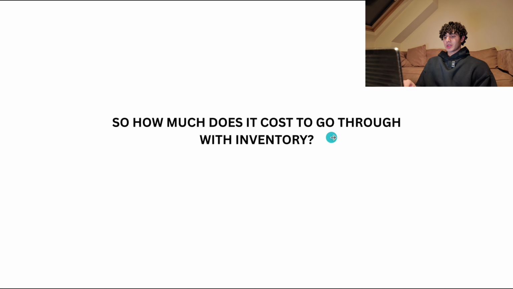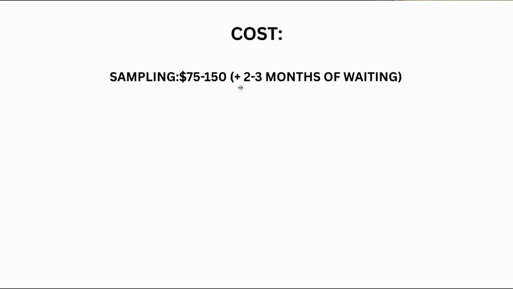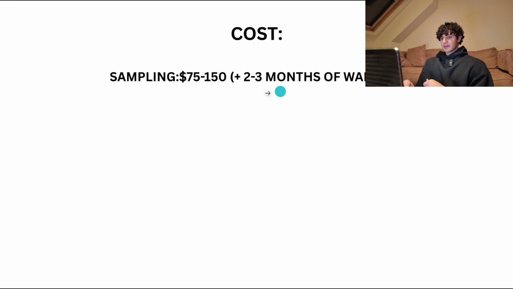So how much does it cost to go through with inventory? With the cost, sampling is around about $75 to $150, plus 2 to 3 months of waiting. The 2 to 3 months of waiting is way more expensive than whatever fee you pay for a sample, in my opinion, because you've probably heard it several times, but your time is your money.